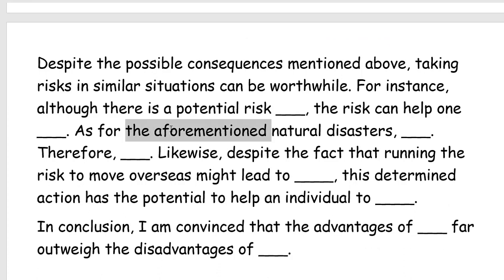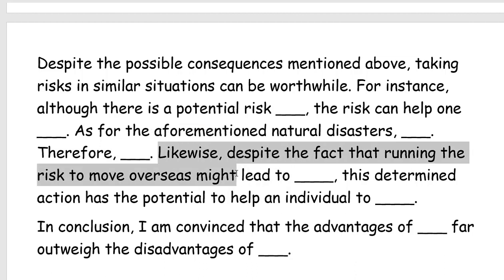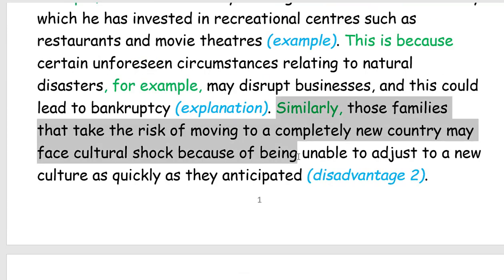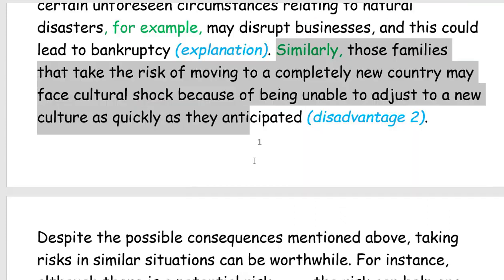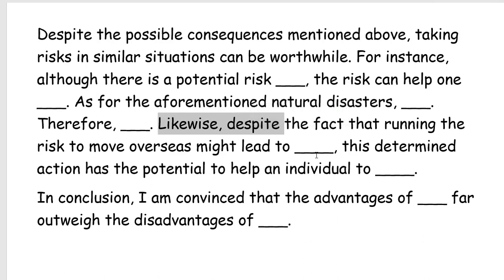By saying, as for the aforementioned natural disasters, and here you must explain that it's not a problem because a lot of governments take certain measures to manage this situation, and therefore, which basically means that's why, and you must explain the outcome. Next, likewise, despite the fact that running the risk to move overseas might lead to something. As you remember, here we were talking about moving overseas. We say that yes, there is a risk, and you can use the phrase running the risk to move might lead to, and then you're talking about problems.